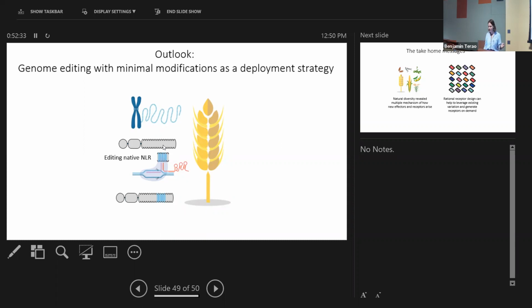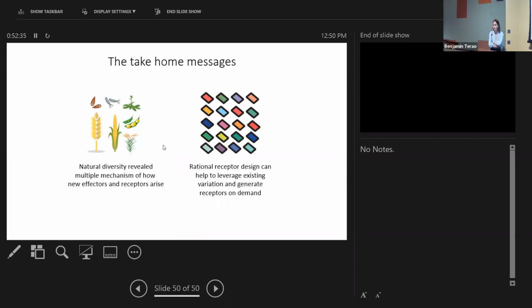All right, I told you the acknowledgements already, the people who did the work, so I'm going to end with take-home messages. I think natural diversity can reveal many different mechanisms of how new effectors and receptors arise. And for me, the future is, one, understanding the biodiversity of how organisms, the outliers, can do things differently, and seeing if we can deploy it in crops. And second, the rational design of immune receptors. Thank you. And we do have 10 minutes left.